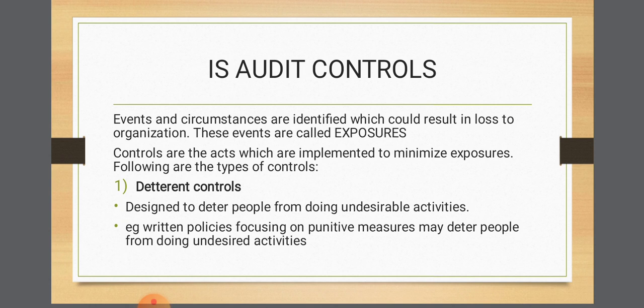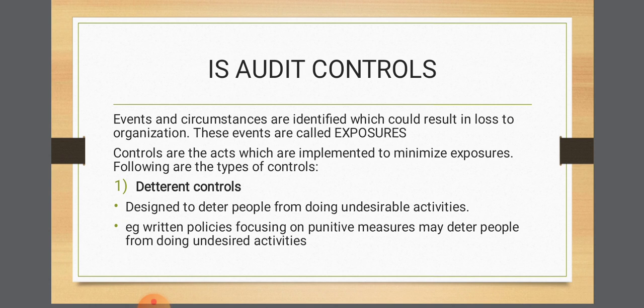Now see here that events and circumstances are identified which could result in loss to the organization. These events are called exposures. यहाँ ध्यान देने वाली बात ये है कि you need not pay attention on each and everything. आपको सिर्फ उन चीज़ों पे ध्यान देना है which could result in loss to the organization. And what do we call these events? These events are called as exposures.